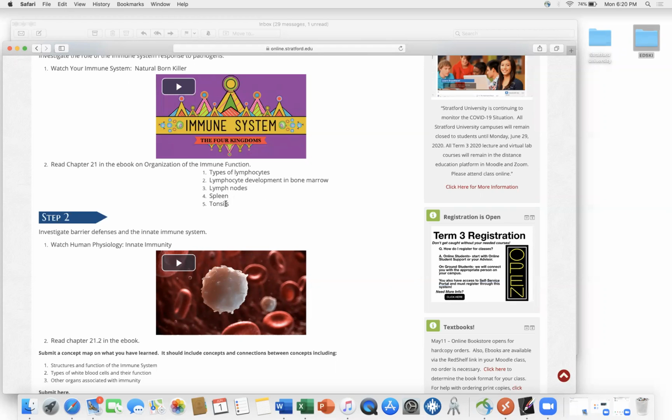So we got your tonsils, you got your spleen, your lymph nodes, your lymph vessels, and I downplayed lymphocytic development in bone marrow. And of course, now you saw a chart with the type of lymphocytes and their major functions.